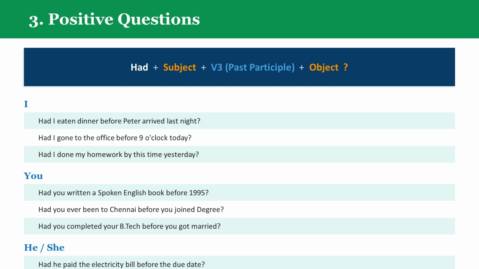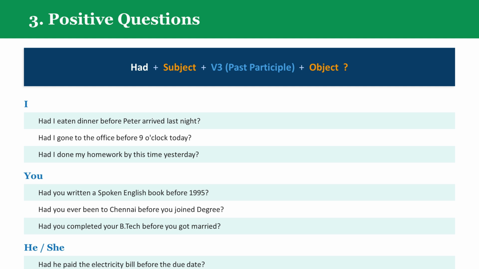Now, let us learn how to form positive questions in the past perfect tense. To form a question, we move had to the beginning of the sentence. The structure becomes had plus subject plus past participle plus object and then a question mark. Had I eaten dinner before Peter arrived last night? Had I gone to the office before 9 o'clock today? Had I done my homework by this time yesterday?